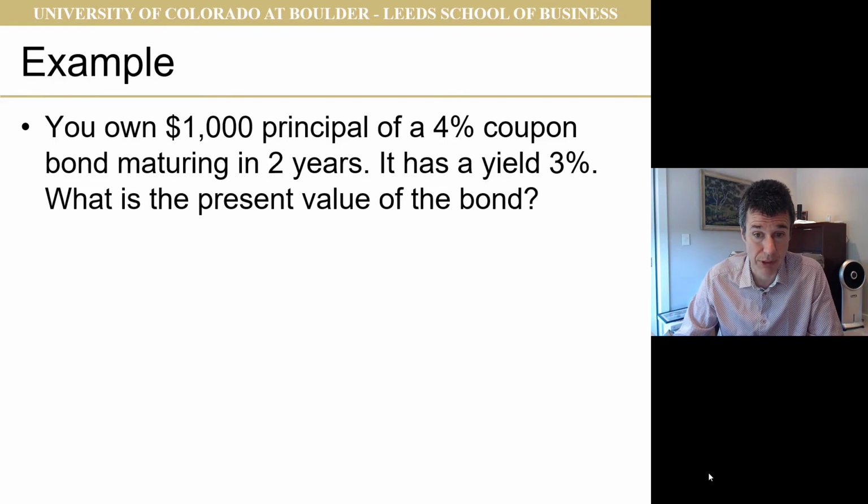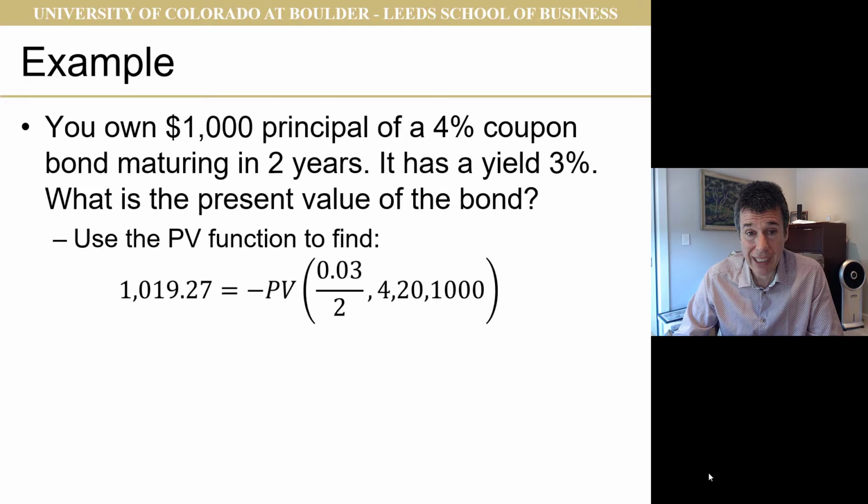So we've got to pay a little bit too much for it because we're going to lose that money at net yield 3%. So we can use the PV function, and we put negative PV of 0.03 divided by 2, the yield over 2, comma 4, so 4 cash flows, because it's a 2-year bond, comma 20, the coupons, 1,000 times 4% divided by 2, comma 1,000. And we get $1,019.27. Again, it's trading at a premium. The value is going to fall over time, giving us a yield of 3%, even though we're getting 4% coupons.